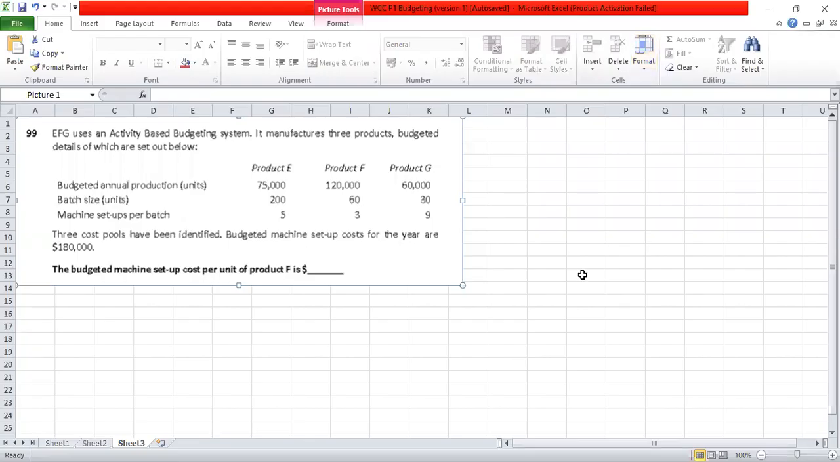It manufactures three products based on budgeted details, which are set out below. So product T, product F, and product G. Budgeted annual production is given. The batch size is given. Machine setups per batch is also given.